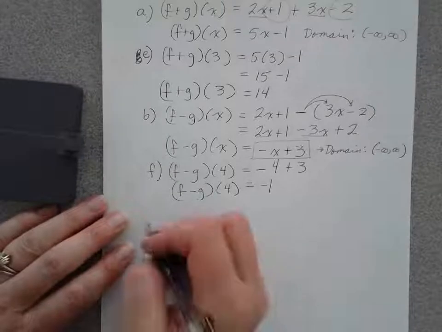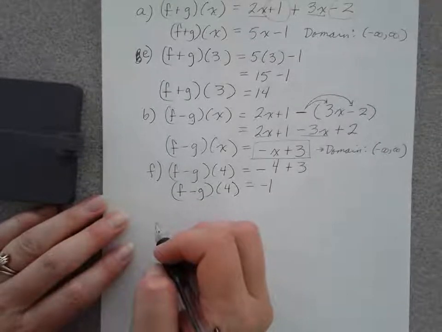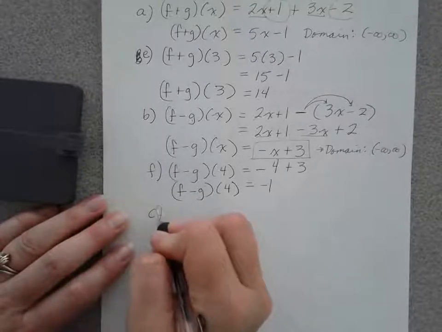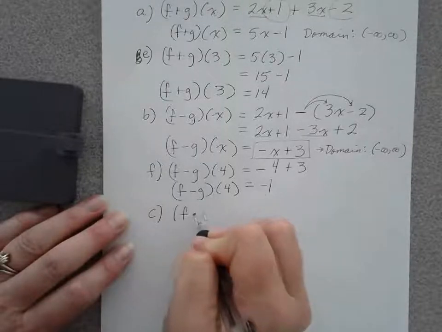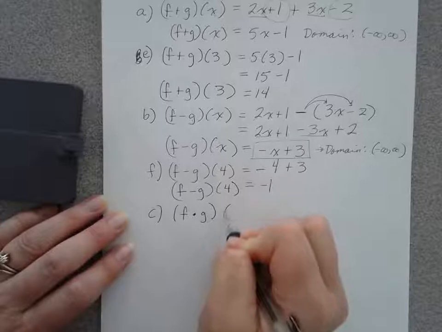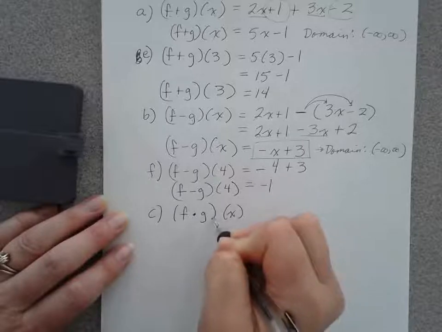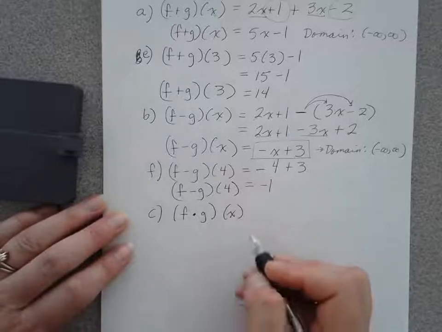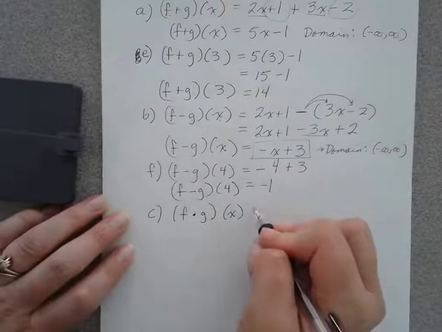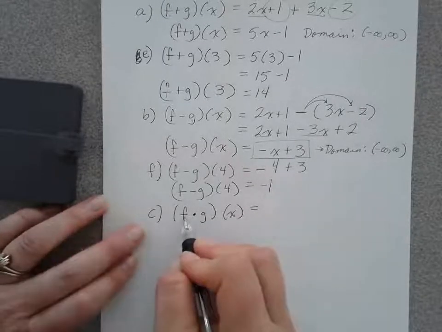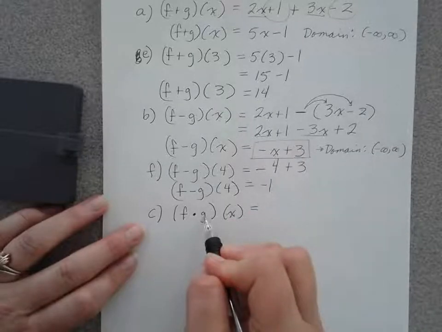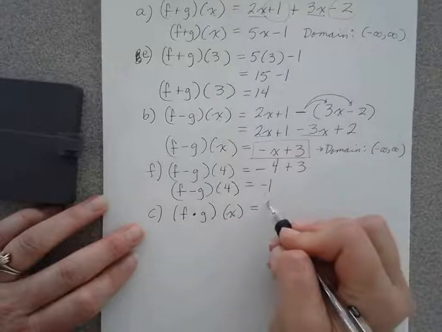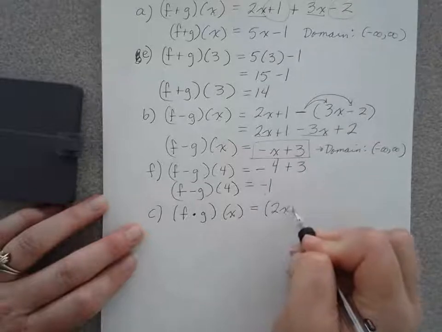All right. Look at C. So for part C, we have f times g of x. Okay, so this is a filled-in dot, f times g of x. So that means I'm going to take the function named f and multiply it by the function named g. So what's the function named f? 2x plus 1.